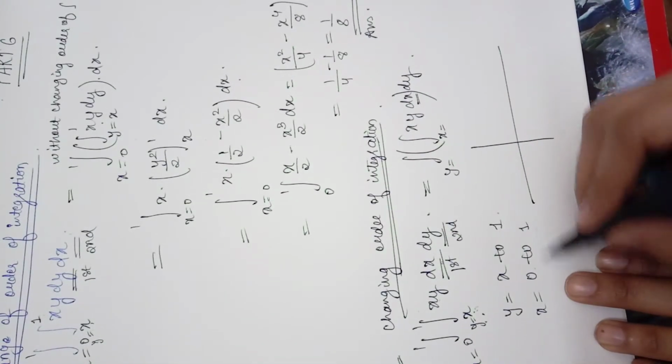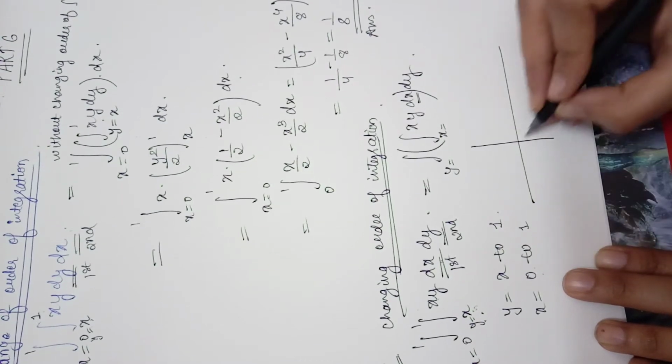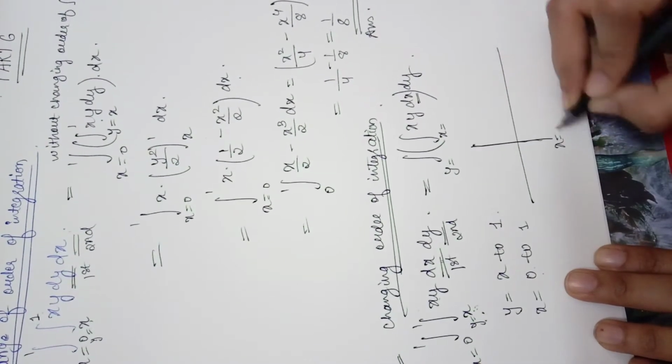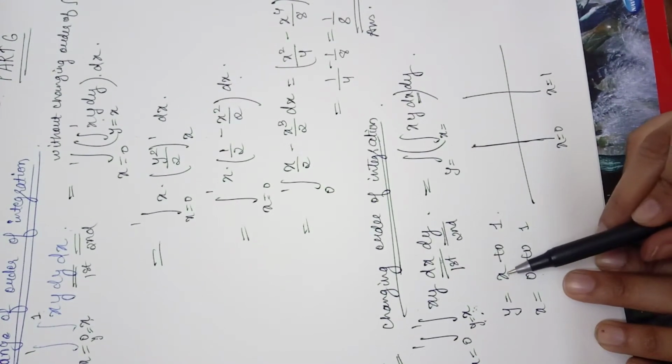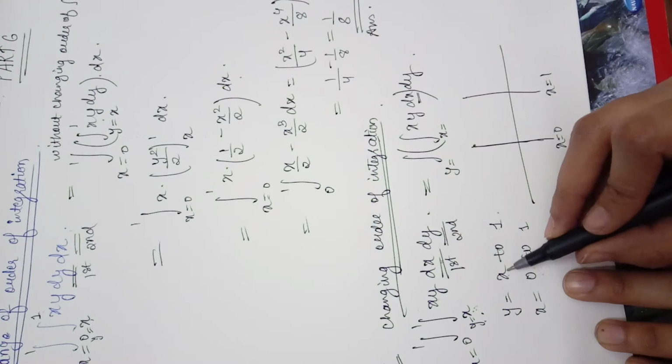So my x is, this is easy. Let's first do this. X is 0 to 1. So x is 0 is this thing. X is 1 is this thing. Now y is x to 1. Okay. So first is y is equal to x.